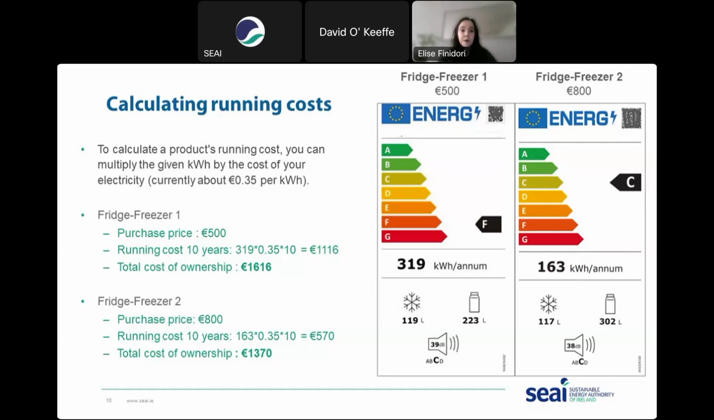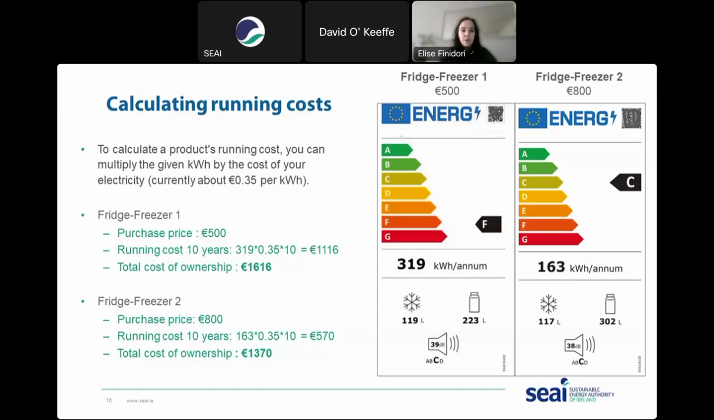On this slide, you can see two examples of fridges. So you have fridge freezer 1, which is 500 euro, and which consumes 319 kilowatt hour per annum, and fridge freezer 2, which costs 800 euro, but consumes 163 kilowatt hour per annum. When we look at calculating the running cost for these two products, I'll start with fridge freezer 1. We're looking at calculating the running cost across 10 years. Your product should last longer than this, but just for the purpose of this exercise, we've chosen a length of 10 years to compare these products.